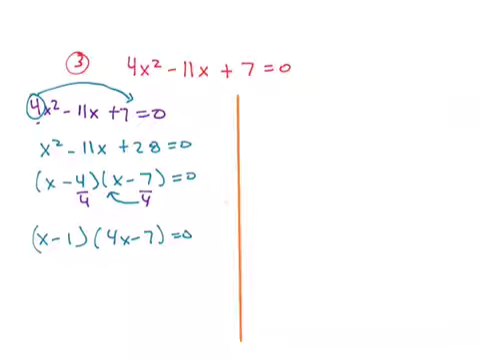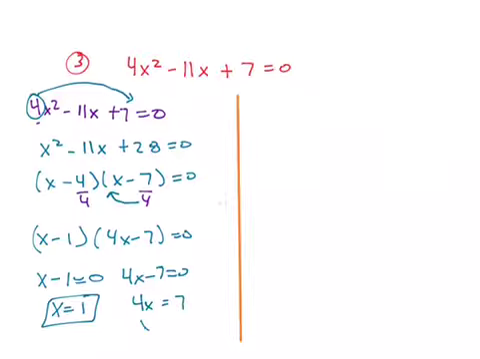So now to solve this, you're going to set each portion equal to 0 and solve. So 4x minus 7 equals 0, x minus 1 equals 0. For x minus 1, you add 1, so x equals 1. For 4x minus 7, you would add 7. So you've got 4x equals 7, divide by 4, x equals 7/4.